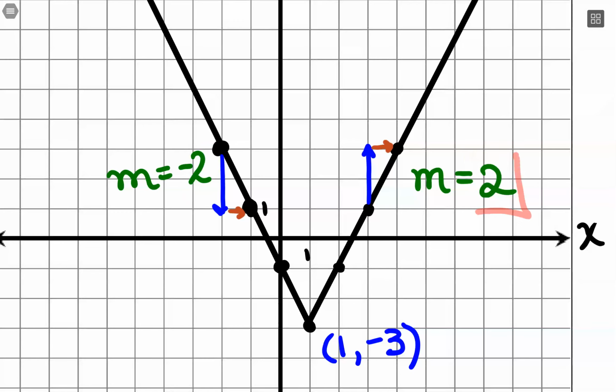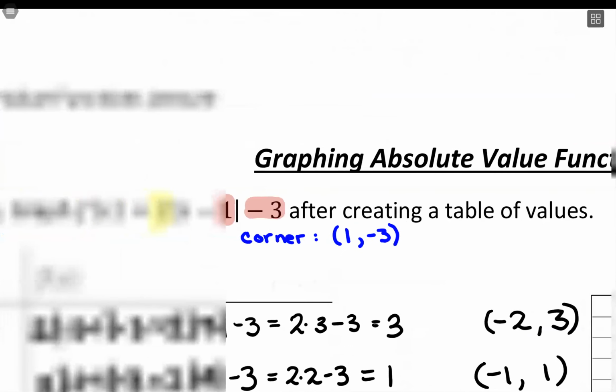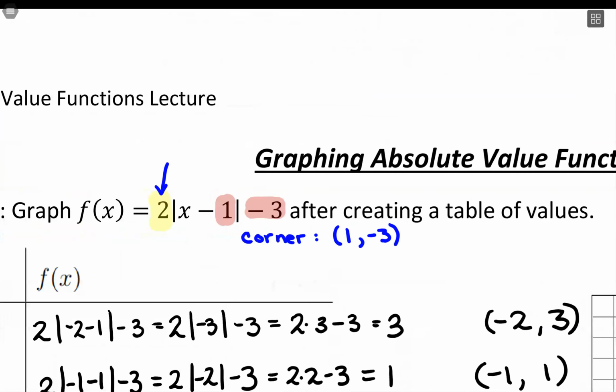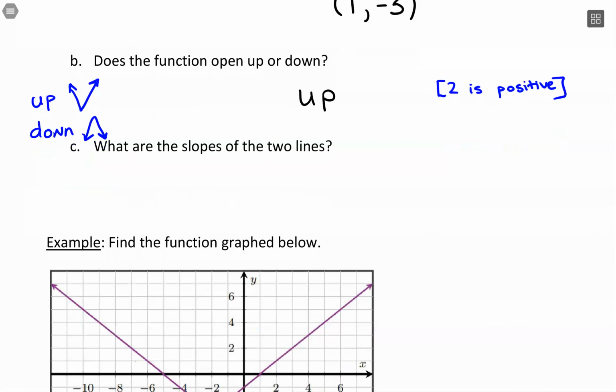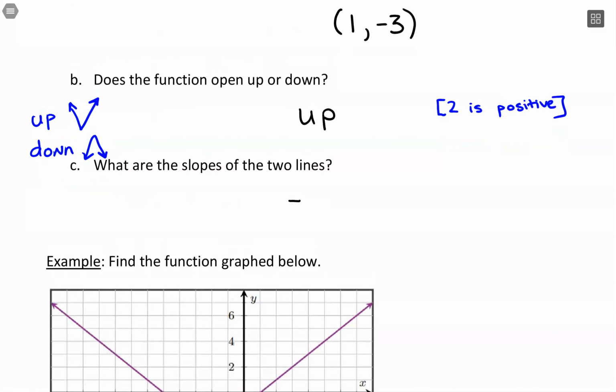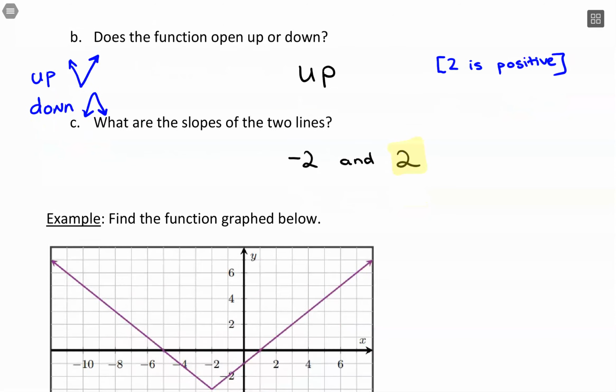And what we can see is the actual value for the slope is coming from this value of 2 right here. That's telling us the slope, and then it's also telling us whether it opens up or down. So we can skip this table of values and just read from this equation how we would graph that line. Let's see how that comes together in this next example, where, I should actually answer this: negative 2 and 2, and it's that positive number that we're seeing in our equation.